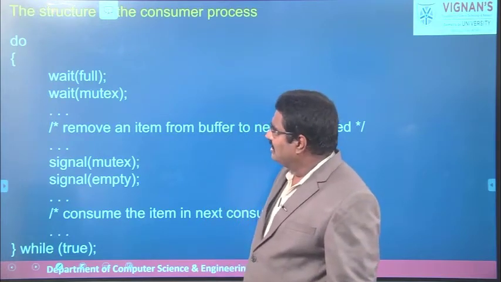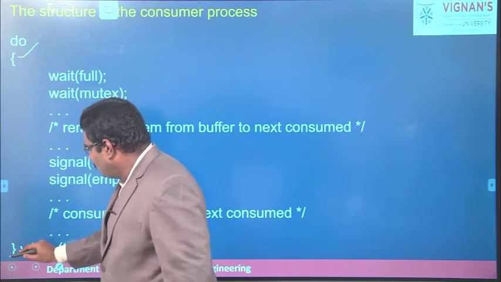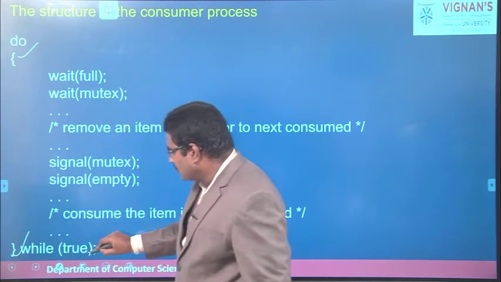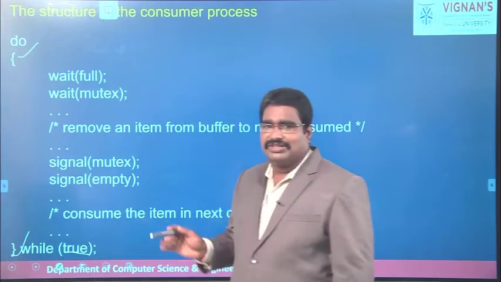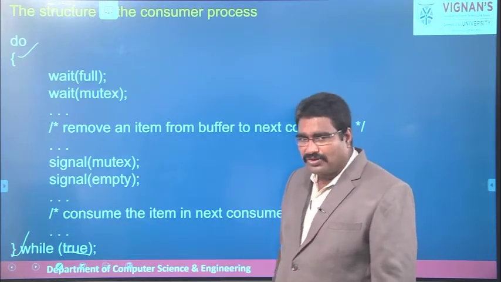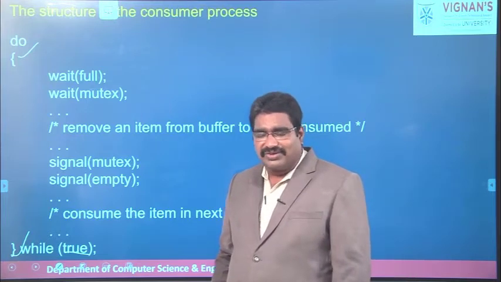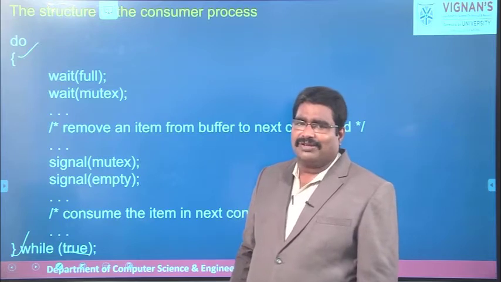For that reason, the consumer process is also placed within a do while loop, and the while loop condition is also true. That is, every time we verify the condition, it must be true. So it is an iterative process. And next, in this consumer process, what is the first requirement? It must verify whether an item is available or not.